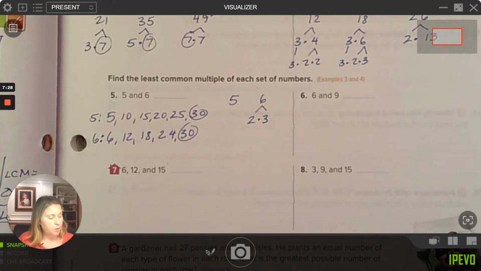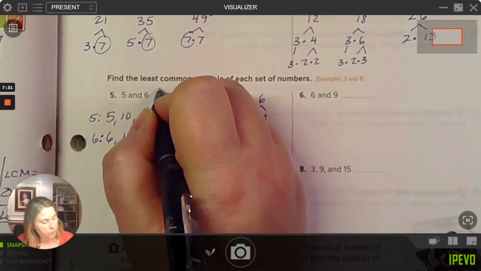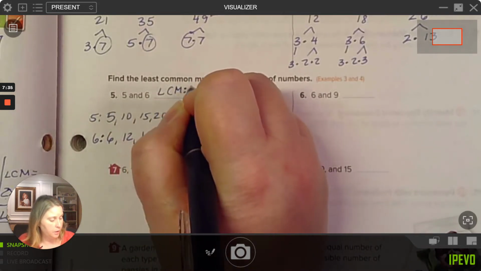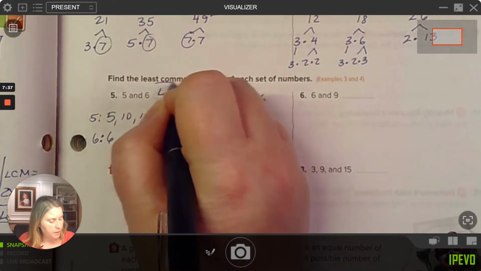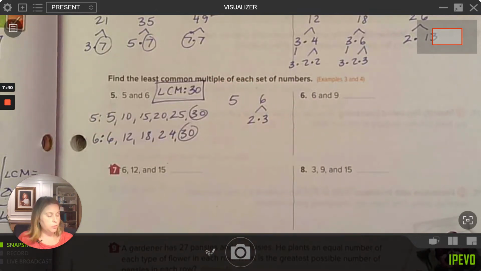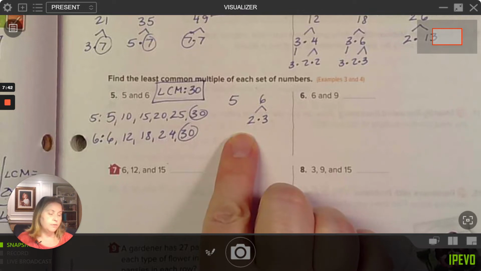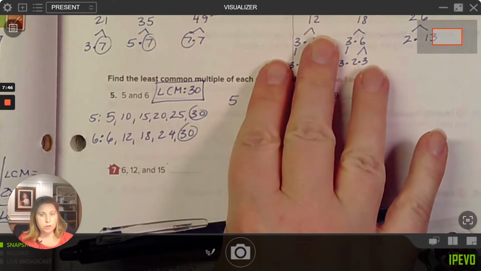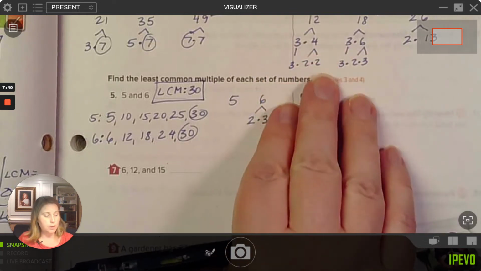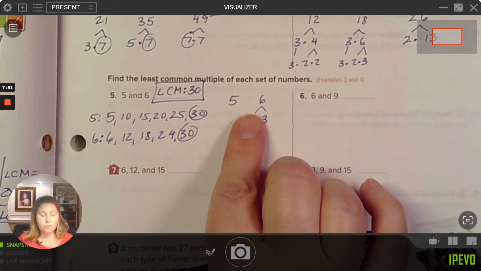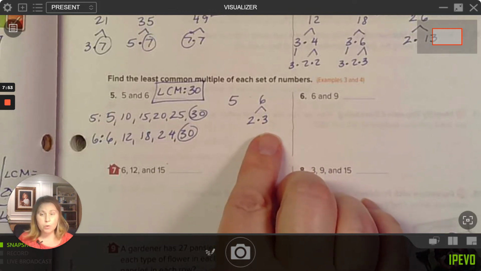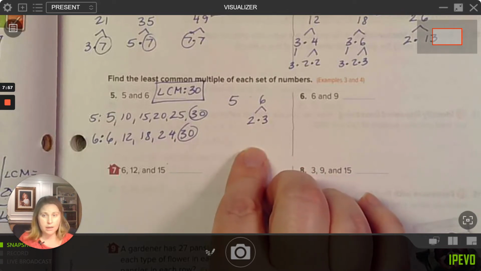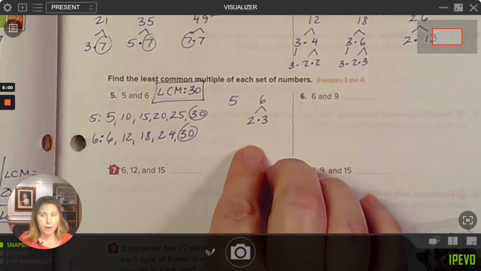Okay, so we already know from our list that the least common multiple is 30. That's our correct answer. But let's go ahead and do it with the factor trees as well. So we're looking for numbers. This is, again, different. We're still using factor trees like we did in GCF, but obviously finding LCM is different than finding GCF. So for LCM, we're looking for numbers that occur in at least one of the factor trees. Okay, it does not have to be in both. It just needs to be in one.